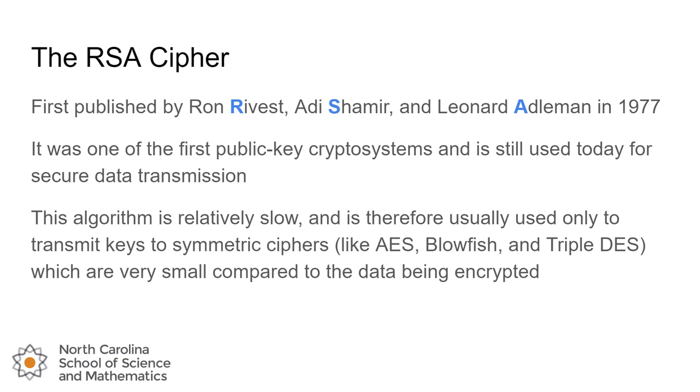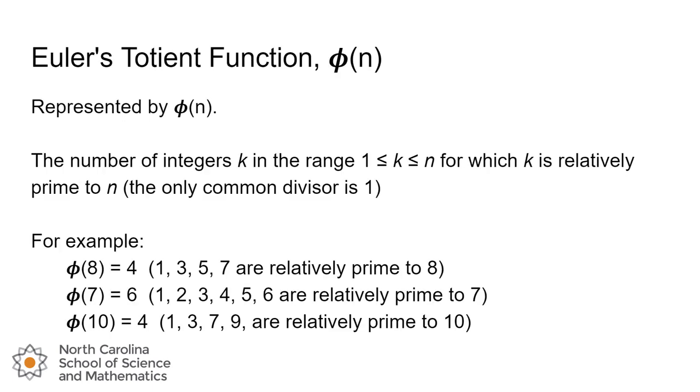Those AES, Blowfish, and Triple DES are very secure symmetric ciphers. The only issue with them, because they're symmetric, is the key problem. So solve that problem with RSA, and those are great to use.